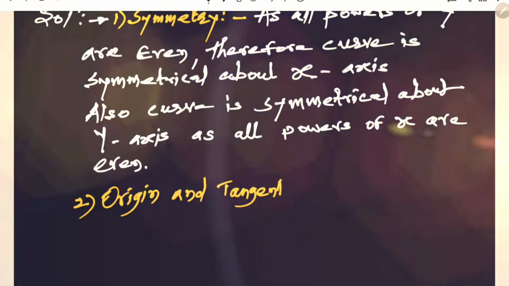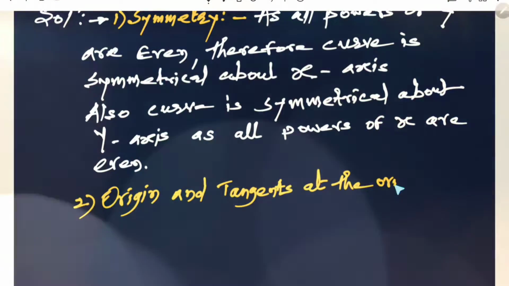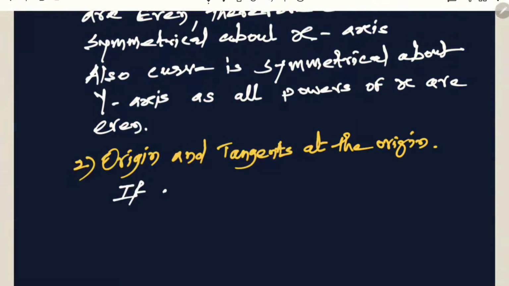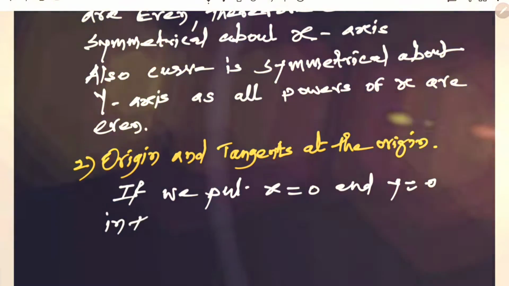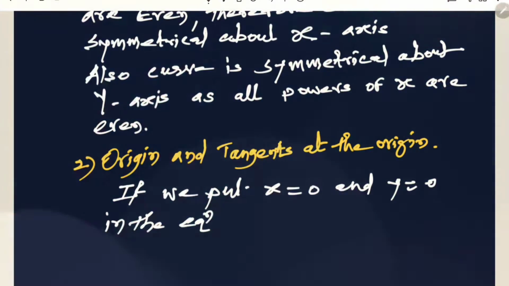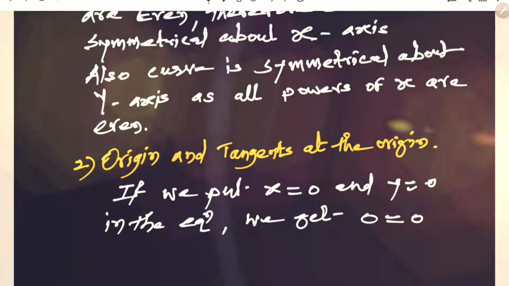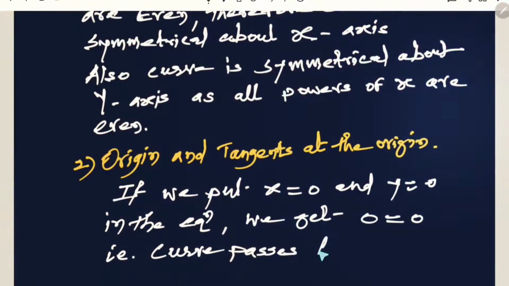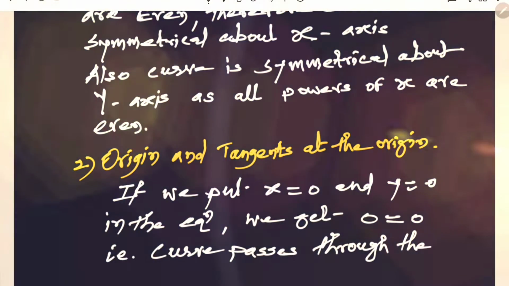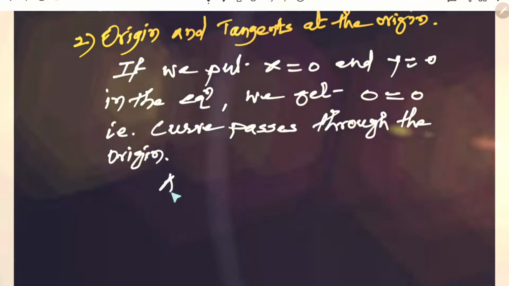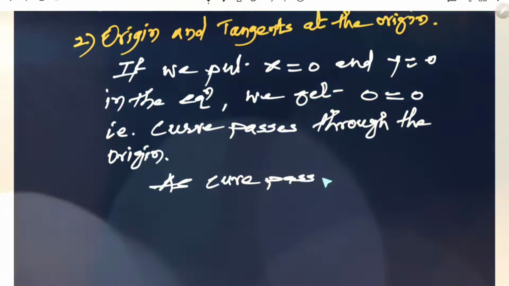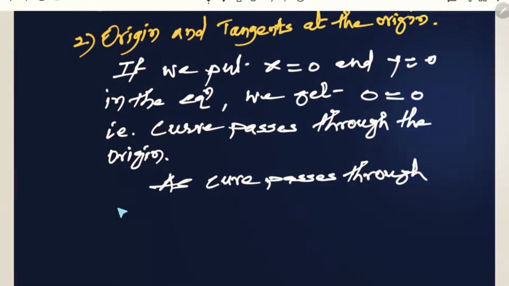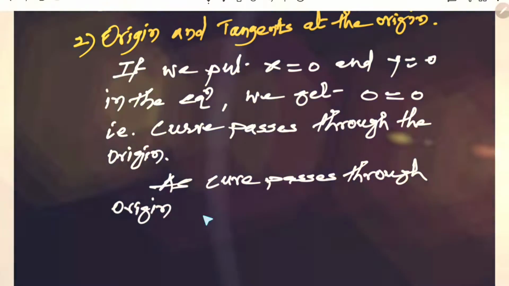Then the second point, origin and tangents at the origin. To check whether the curve passes through origin or not, we put x equals 0 and y equals 0 in the equation. If we get 0 equals 0, we can say that the curve passes through origin. Here we get 0 equals 0, and therefore the given curve passes through the origin. And as it passes through the origin, we require to find the tangents at the origin.